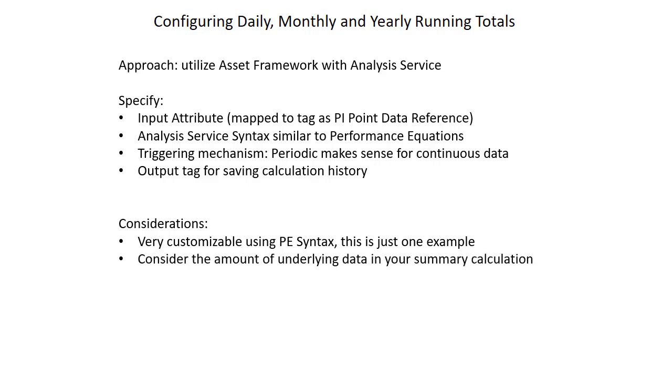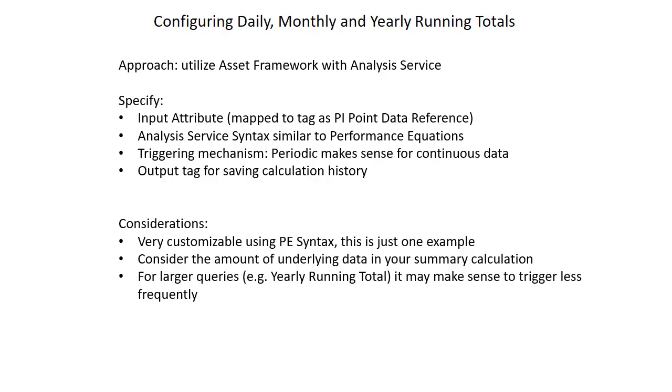You need to consider the amount of underlying data in your summary calculation, or the number of events that you're going to pull for the time period of each calculation, as to not overwhelm the PI Data Archive. For larger queries, such as yearly running total, it makes sense to trigger less frequently, since it's not as important for us to have this calculation update as frequently, and it queries a much larger amount of time from the PI Data Archive.